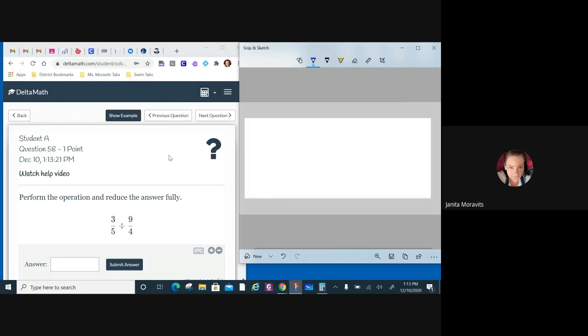All right, question number 58. Perform the operation and reduce the answer fully. All right, so we have 3/5 divided by 9/4. Remember our poem. Dividing fractions, don't ask why. Flip the second one over and multiply. Multiplying fractions, that's no problem. Top times the top and bottom times the bottom.